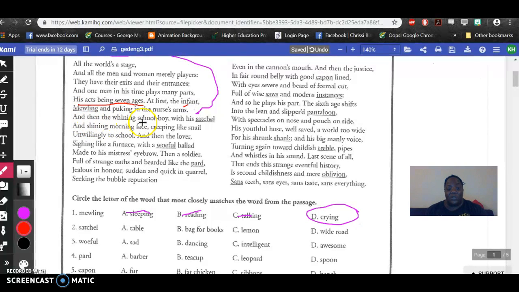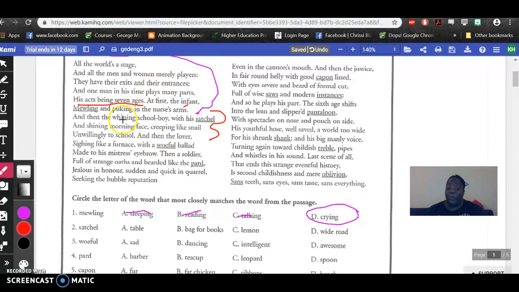And then the whining schoolboy, with his satchel and shining morning face, creeping like a snail, unwillingly to school. Okay, so then the whining schoolboy, with his satchel and shining morning face, creeping like a snail, unwillingly to school. So what are you picturing right about here?